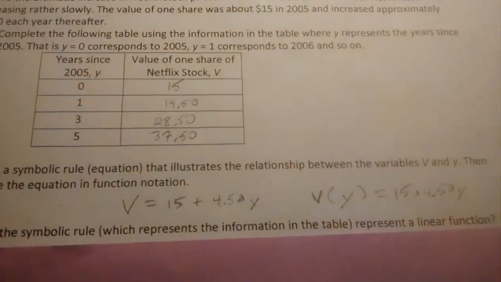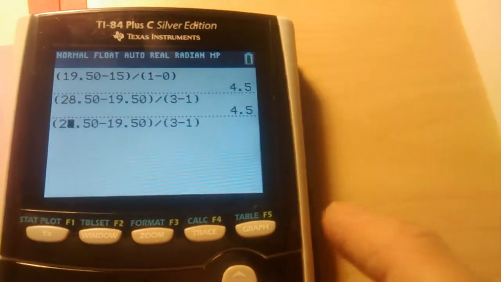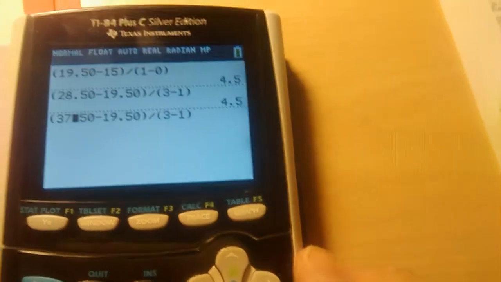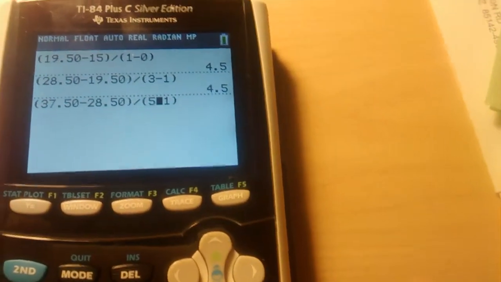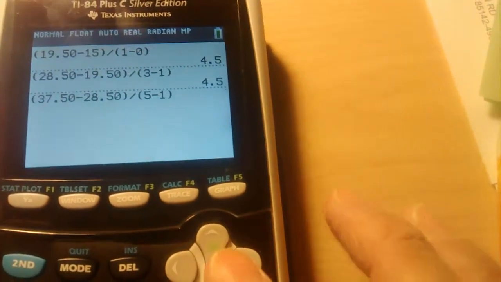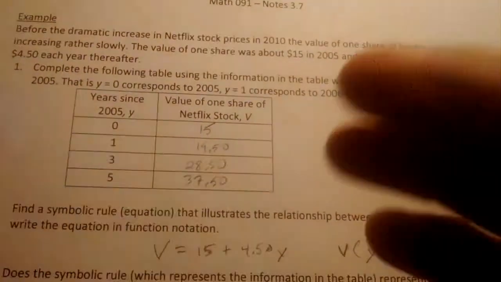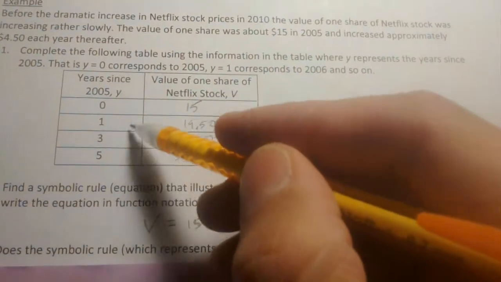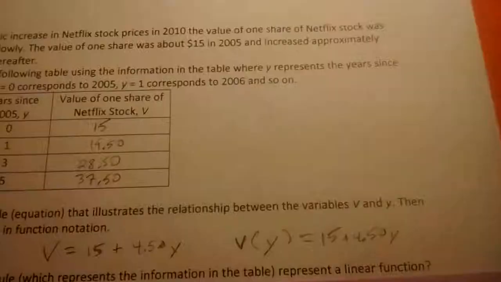Let's do the last pair, from years 3 to 5. I'm going to hit second enter and take the difference of the outputs for those years, the final minus the initial, which is 3750 minus 2850, over that 2-year period, 5 minus 3. And that better give me the same, and it does. If you do other pairs, the first and last, first and third, and other pairs you could do, all of them will have this average rate of change of 4.5. So convince yourself of that.